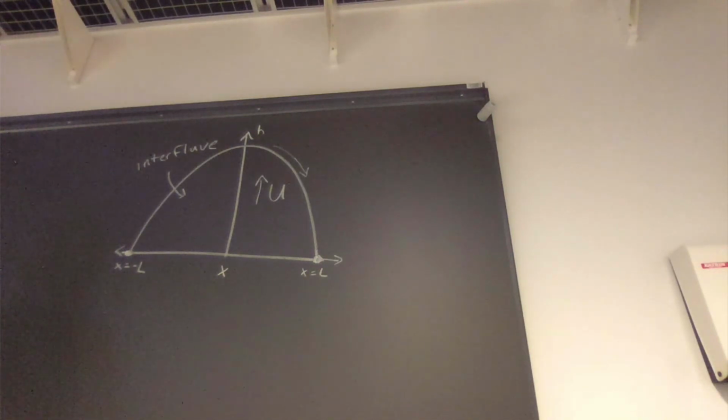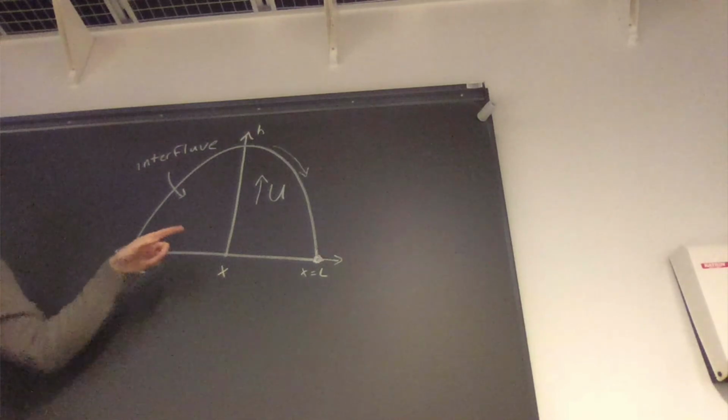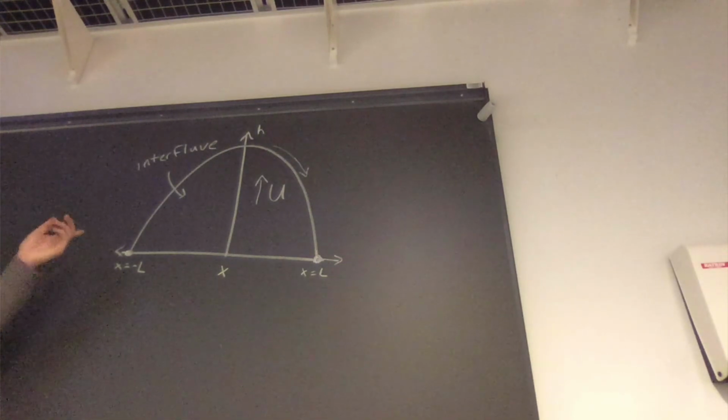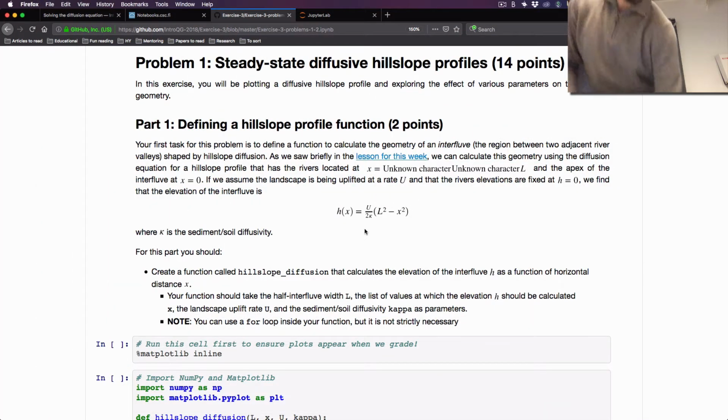Otherwise, you're going to have some diffusion parameters that you're going to play around with, and you'll define some range of values of x, and you're going to calculate how high the landscape should be using this equation that's given in the exercise as well as in the notes on solving the diffusion equation. So that's the picture of what we're working with.